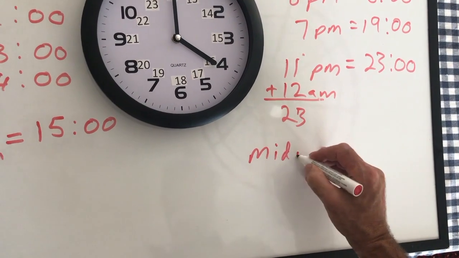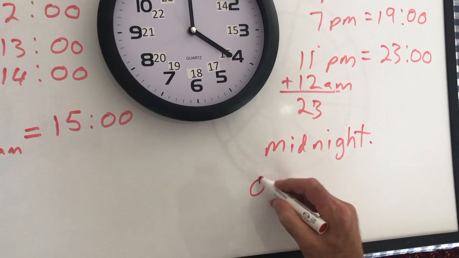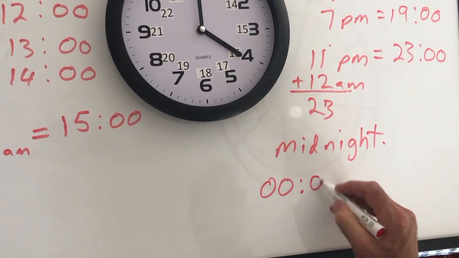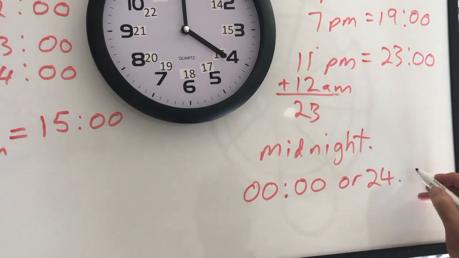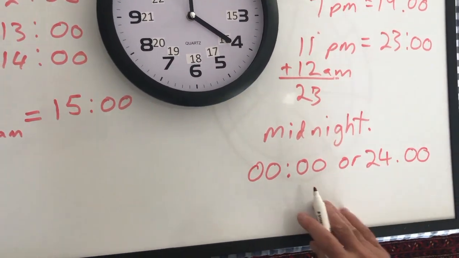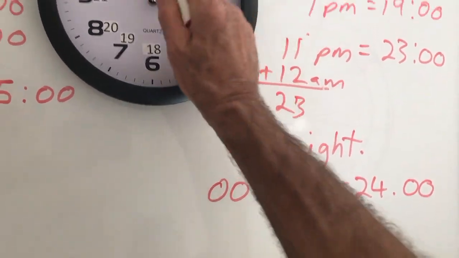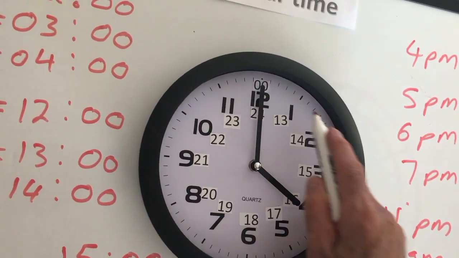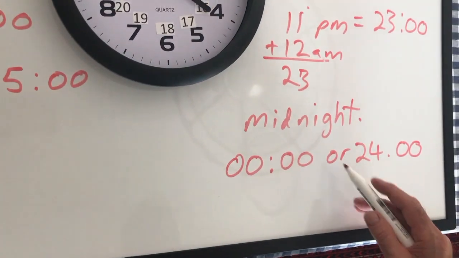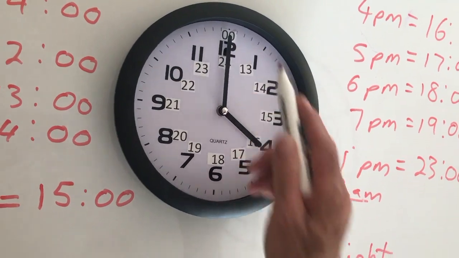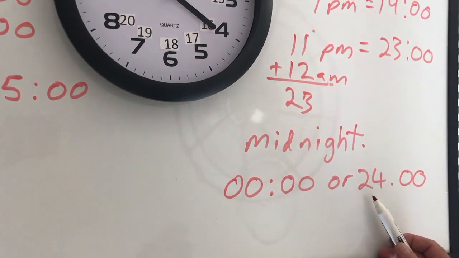Midnight is a problem. Is it 0 hours, 0 minutes, or 24 hours and 0 minutes? It's easy to determine. If you are starting from midnight, you're starting from the 0. It starts with 0 hours. If you're finishing at midnight, it finishes at 24 hours or 2400 hours.